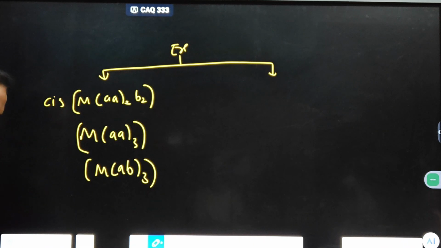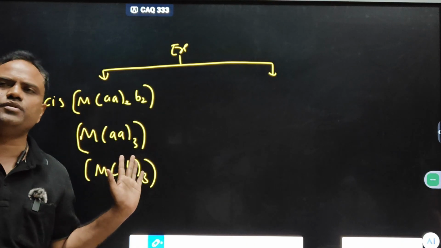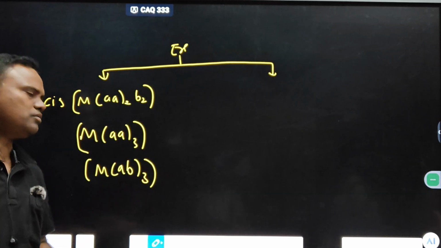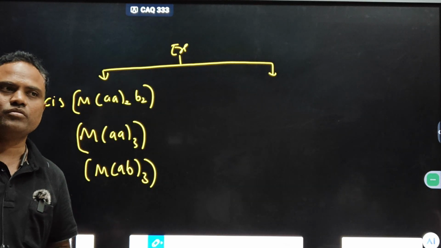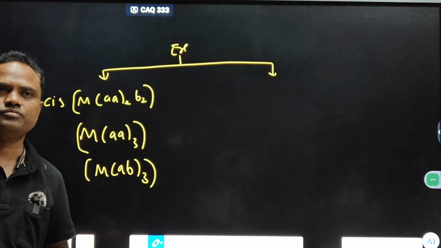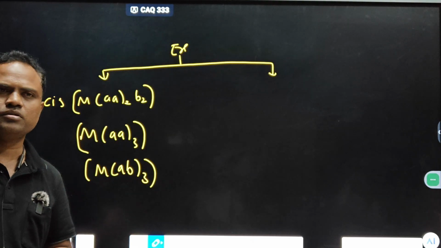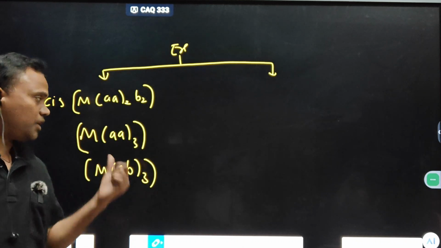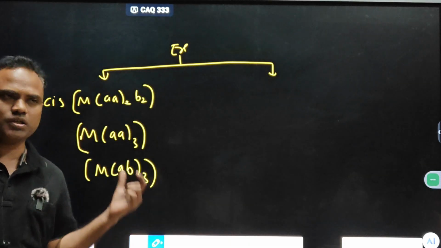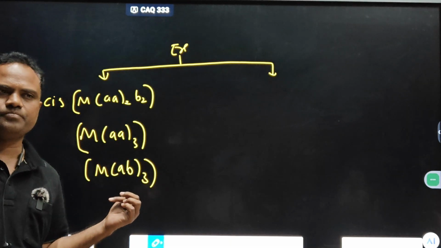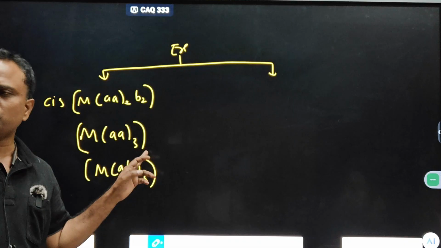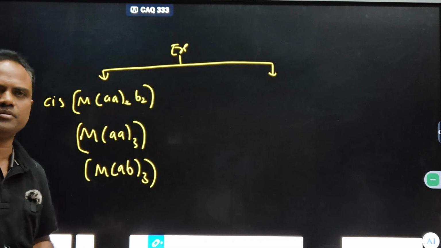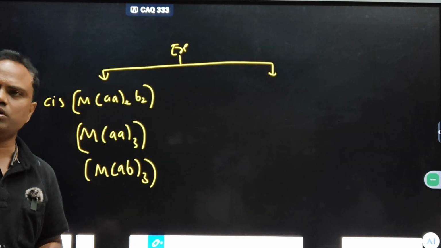See, very important. Once check, M(AA) taken thrice, will it show geometrical isomerism? Will it show GI, geometrical isomerism? See the notes. It won't show geometrical isomerism, but it will show optical isomerism. That is the important point. Geometrical isomerism is not exhibited by M(AA) taken thrice, but optical isomerism is possible. M(AB) taken thrice also possible.